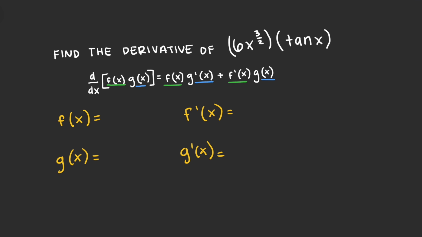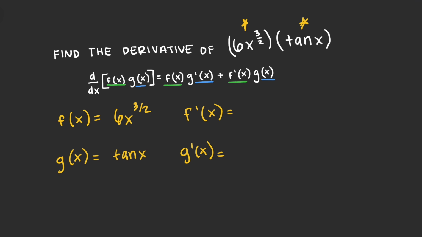For this example, we'll still be using the product rule, but this time to solve for the derivative of 6x to the power of 3/2 times tangent x. So again, we have 4 parts: f of x, g of x, and the derivative of both. So this right here is our first function, which is f of x, so we can write that down here. And tangent x will be our g of x.